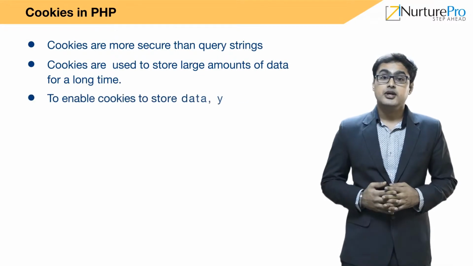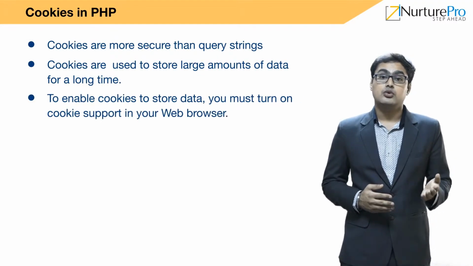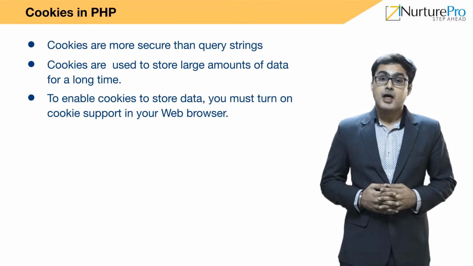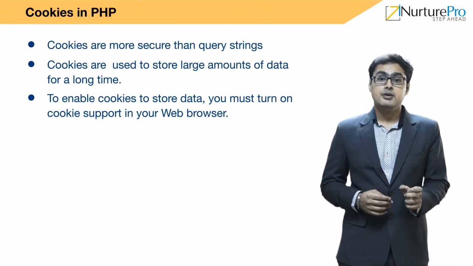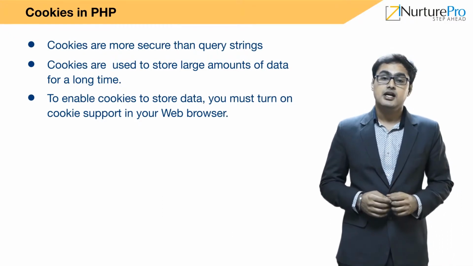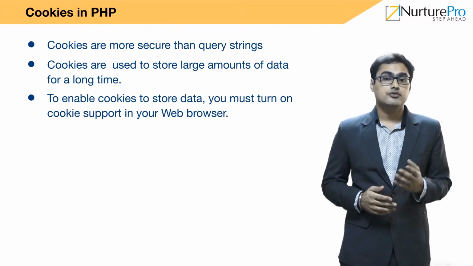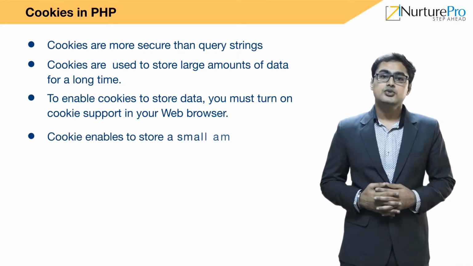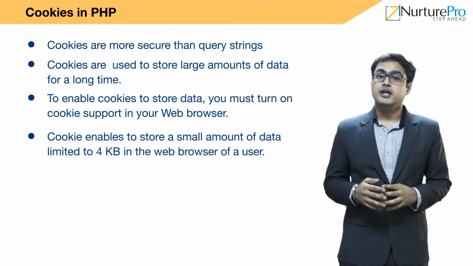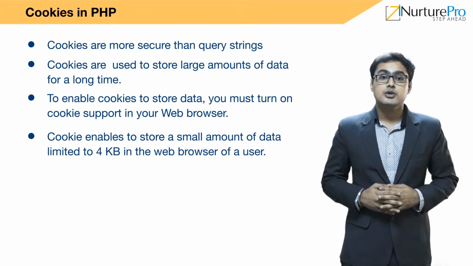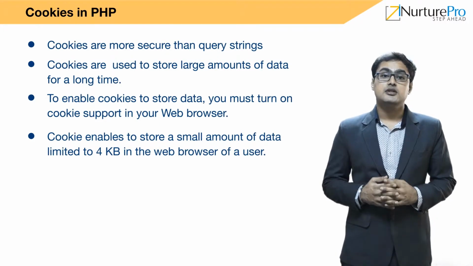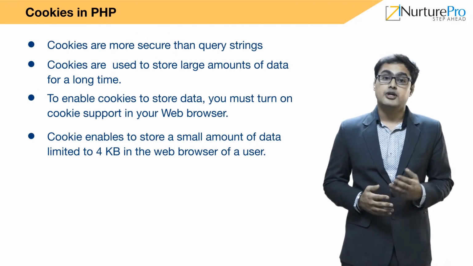It enables cookies to store data. You must turn on cookie support in your web browser. After setting a cookie, it will enable you to store a small amount of data, limited to 4 KB, in the web browser for a user. Web browsers usually can store up to 30 cookies per domain. When a user sends a request to the server, the data stored in the cookies is also sent to the server in the form of a request.